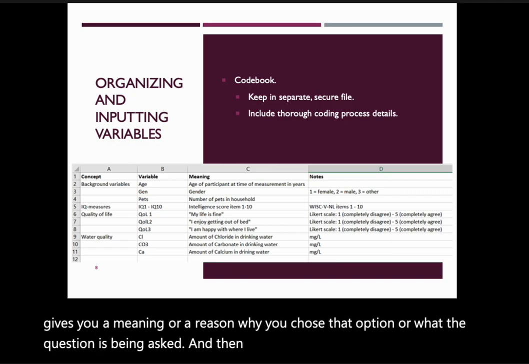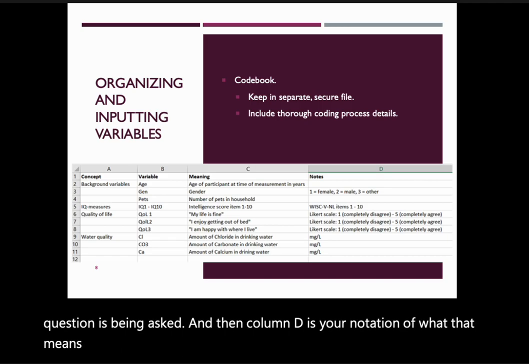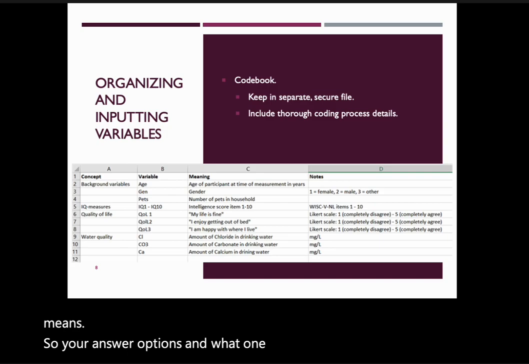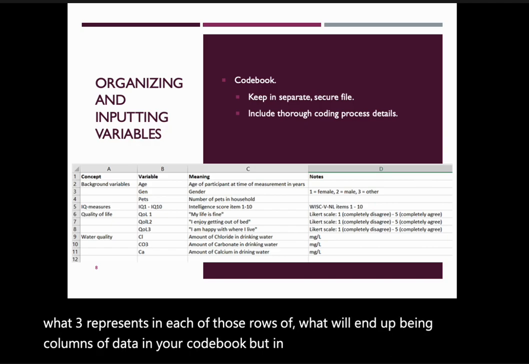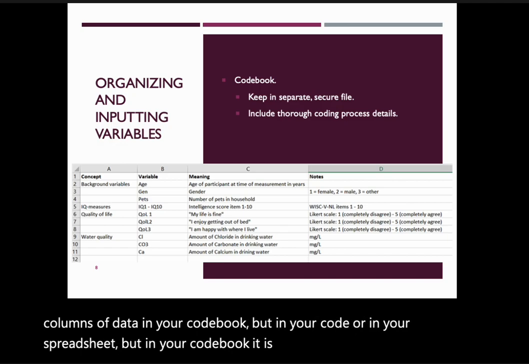And then column D is your notation of what that means. So your answer options and what 1 represents, what 2 represents, and what 3 represents, in each of those rows of what will end up being columns of data in your spreadsheet. But in your code book, it is represented by rows. So this is an example of a code book.